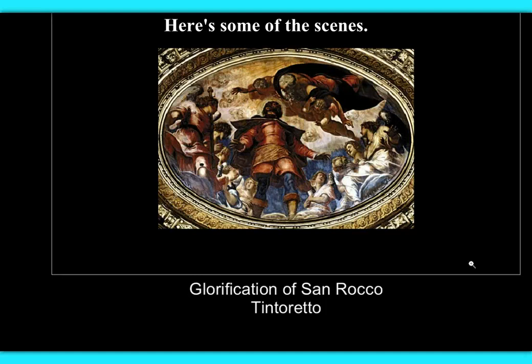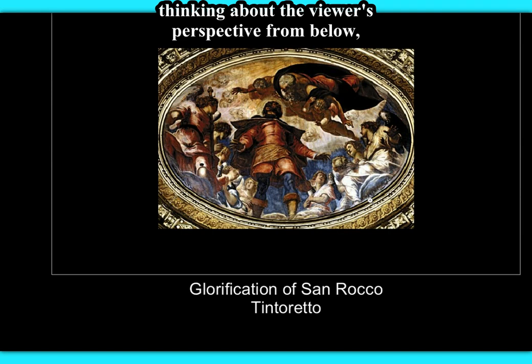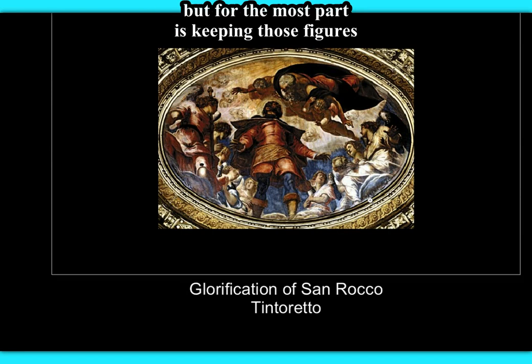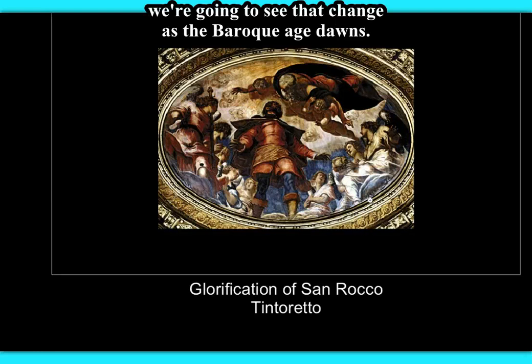Here's some of the scenes. This is the glorification of San Rocco. You can see Tintoretto is using foreshortening, thinking about the viewer's perspective from below, but for the most part is keeping those figures parallel to the picture plane. And as I've told you already, we're going to see that change as the Baroque age dawns.